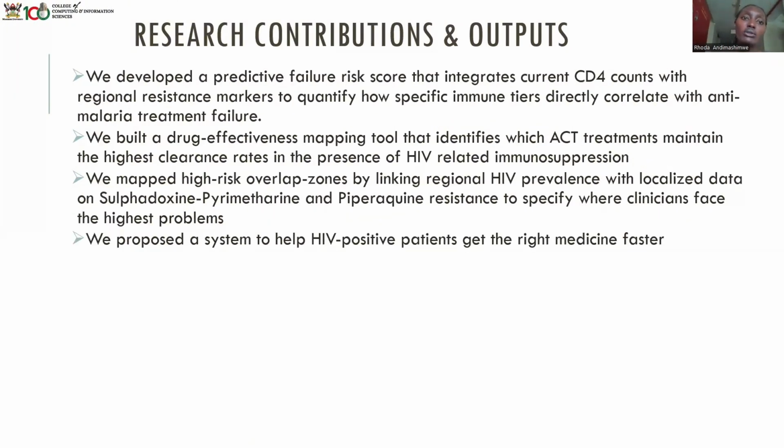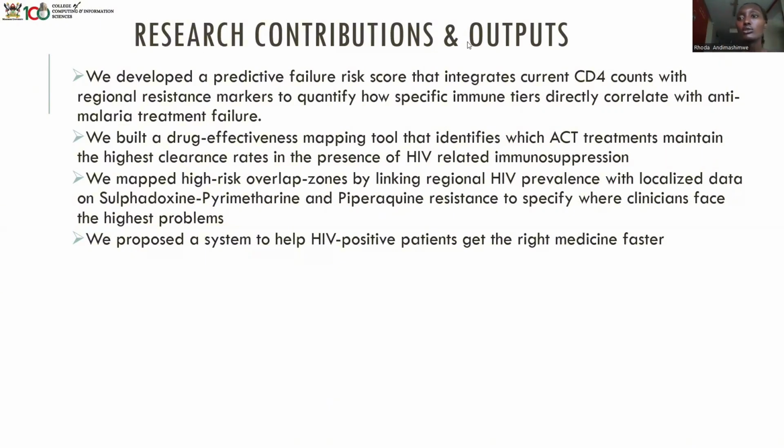So what did we actually do? We developed a predictive failure risk model that combines our CD4 counts with regional resistance markers, and then we quantify how specific immune types directly correlate with malaria treatment, and build a drug effectiveness map to identify which treatments maintain the highest clearance rate in the presence of HIV. And we have a geographic overlap map where we map high risk overlap zones by linking regional HIV prevalence with localized data on sulfadoxine, pyrimethamine, and piperaquine resistance to specify where clinicians face the highest problems. And then we propose a system to help HIV positive patients get the right medicine faster.